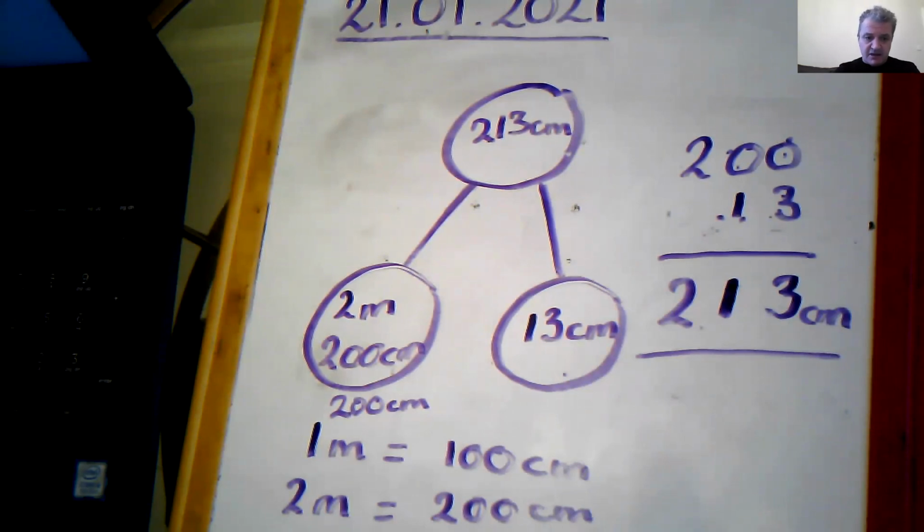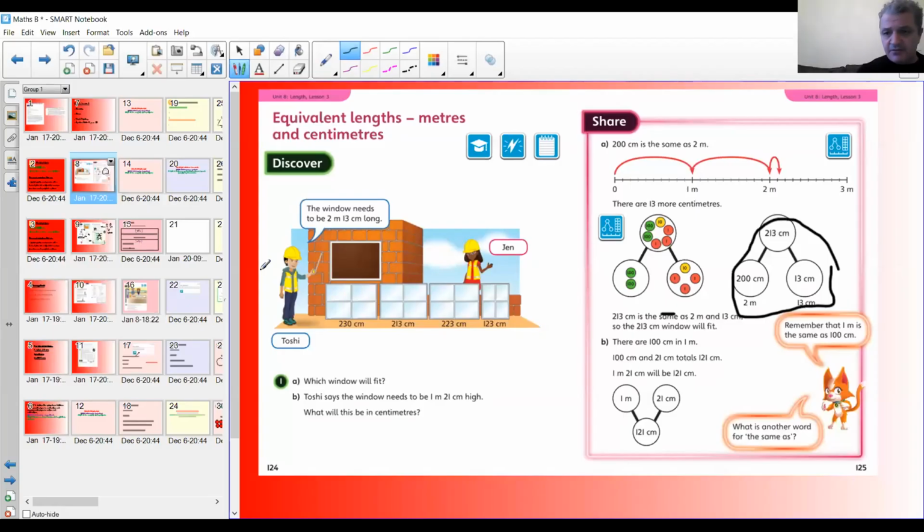Okay, let's leave that and go back to our slides. Okay, so we're quite happy with that. Now Toshi says the window needs to be 121 centimeters high. So this is the height here. What is this in centimeters? Okay, everybody, what is 1 meter equivalent to in centimeters? It's equivalent to 100 centimeters.